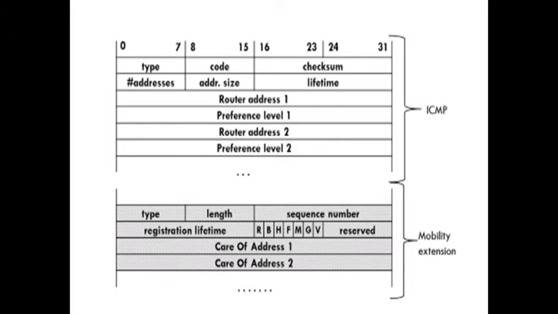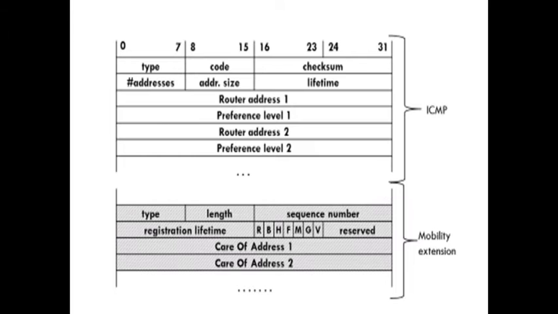This is the diagram for agent advertisement. In this diagram we have some parts like type, code, checksum, addresses, address size, lifetime, router address 1, preference level 1, router address 2, preference level 2, and type, length, sequence number, registration lifetime. And there are a few letters here like R, B, H, F, M, G, V. You can also have R, T in other diagrams. And reserved, care of address 1, care of address 2.